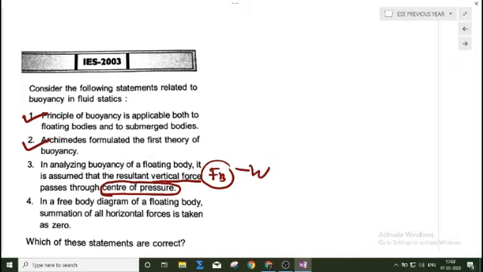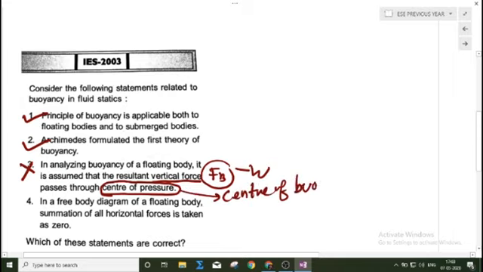That is when you insert a planar surface into the water, the exerted thrust or resultant thrust passes through the center of pressure. So that theory is not correct. This buoyancy force passes through what point? That is called the center of buoyancy. The center of buoyancy is correct.